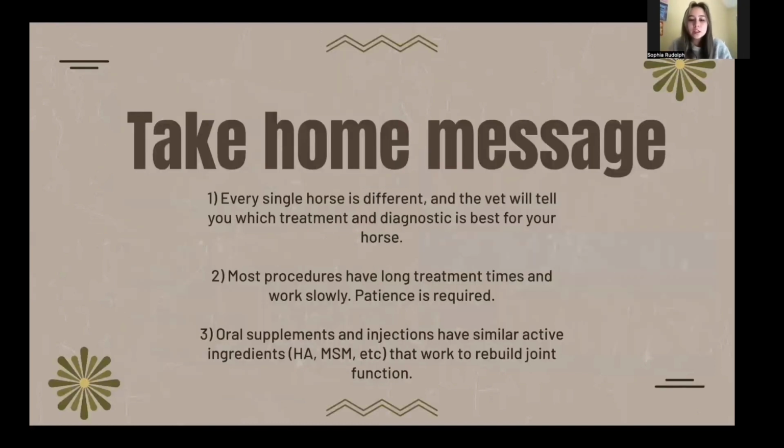So, take home message: every single horse is different, and the vet will tell you which treatment and diagnostic is best for your horse. Most procedures have long treatment times and work slowly, so patience is required. Oral supplements and injections have similar active ingredients, HA, MSM, etc., that work to rebuild joint function.